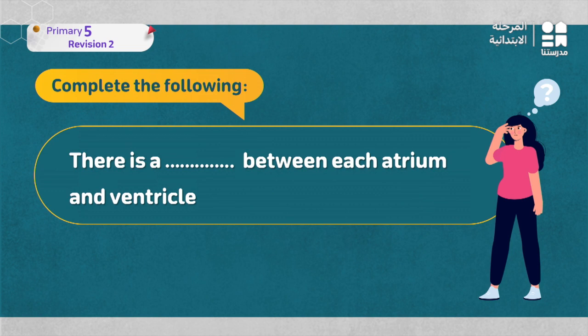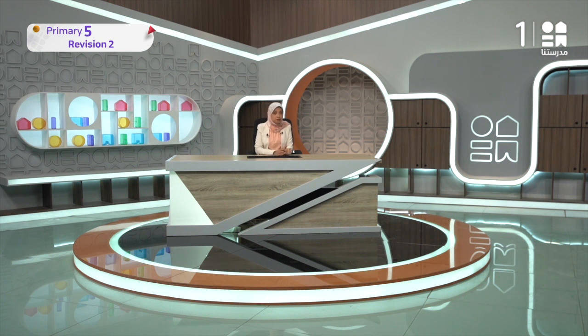Another complete question. There is a valve between each atrium and ventricle. If we ask why there is a valve between each atrium and ventricle? To prevent, but before it prevents, to allow the blood to flow from the atrium to the ventricle and prevent it from returning back. So again, between each atrium and ventricle there is a valve. Why? To allow blood to flow from the atrium to the ventricle and prevent it from returning back.